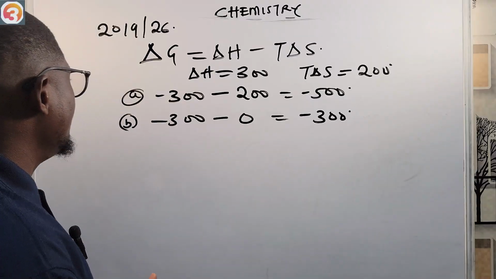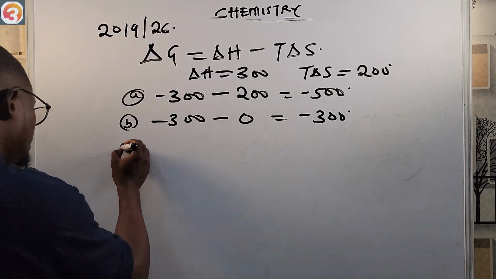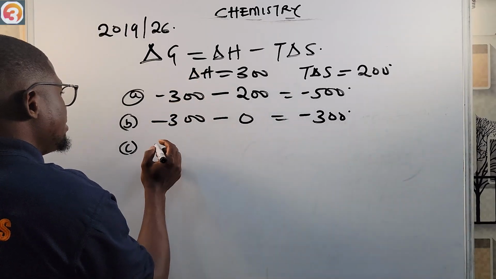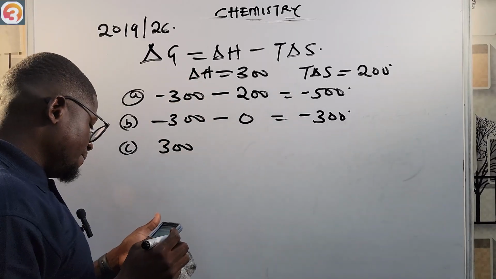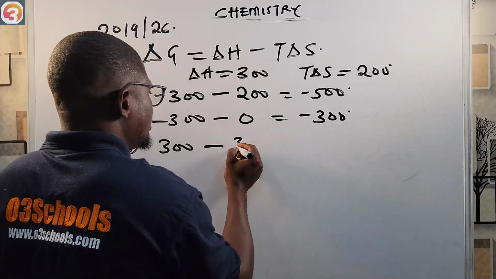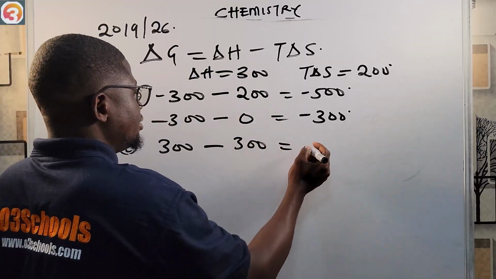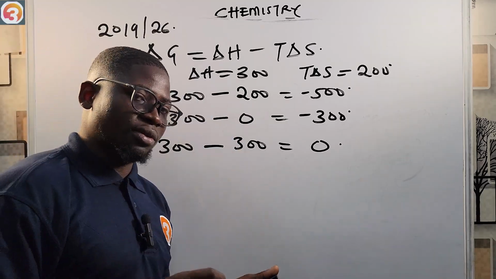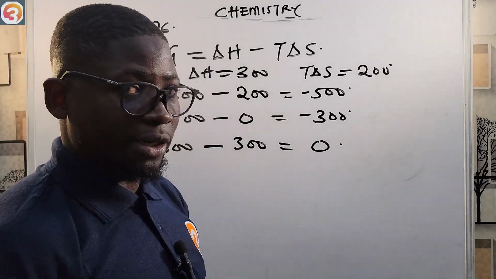All right. So now, C tells us that delta H is positive. If delta H is positive, then we're going to have 300, and equal to T delta S. Then minus 300. 300 minus 300 is 0, because they say delta H is positive and it is equal to T delta S. We want to have 300 minus 300.